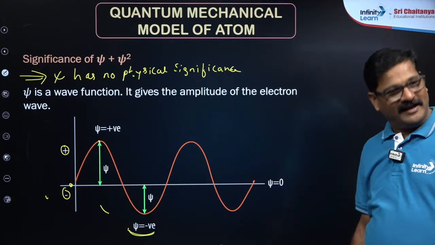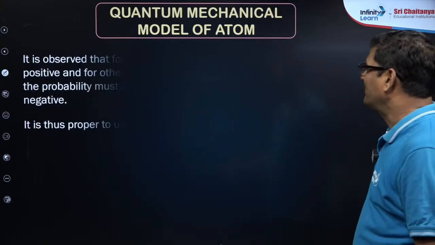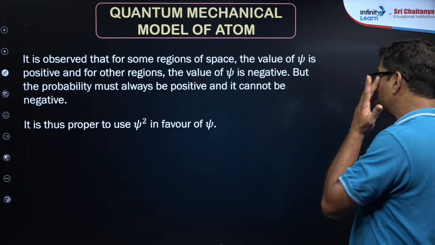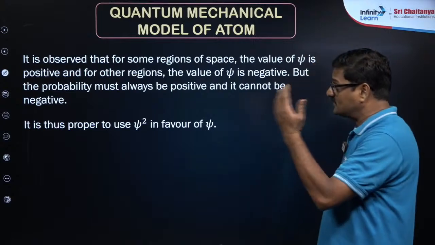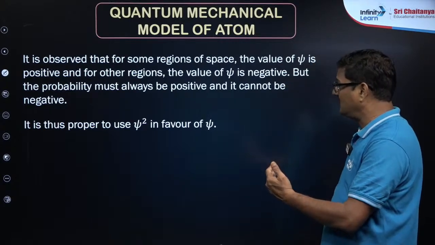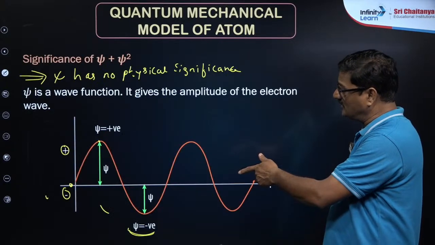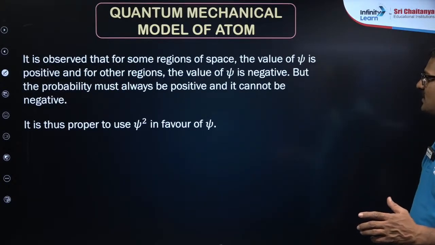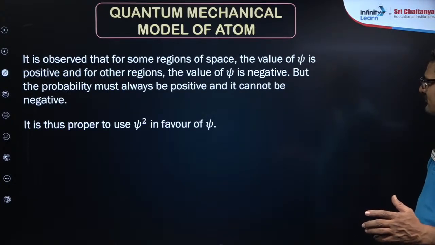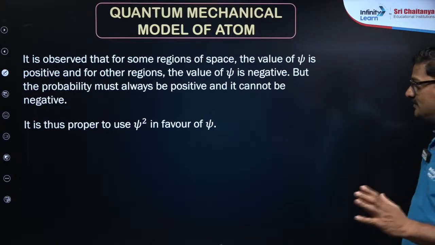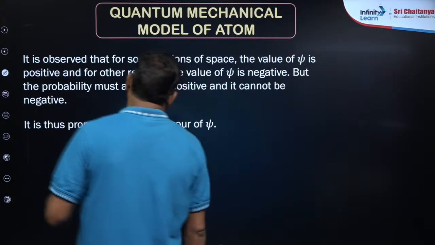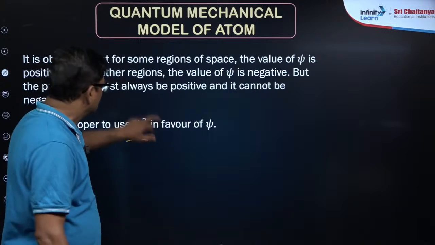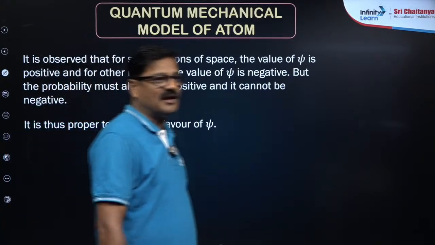Okay, देख लेता हूँ परवेश का. Okay, so it is observed that in some regions of the space the value of psi is positive and in other regions the value of psi is negative. That's what it is shown here, right? But the probability must always be positive and it can never be negative. So it is proper to use psi square in favor of psi. So psi square भी इस्तेमाल करना है.